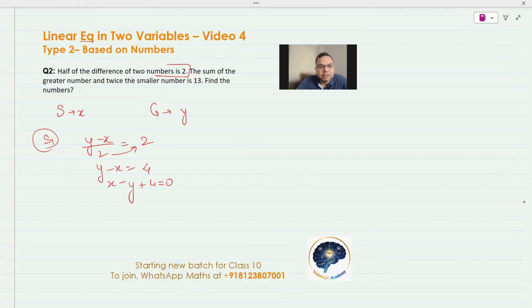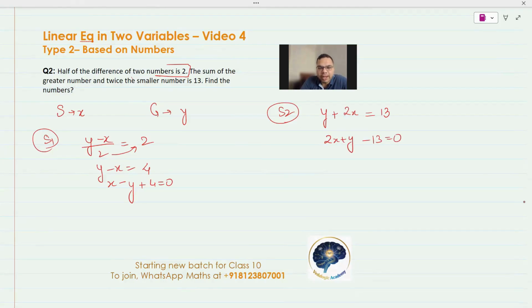Now, what is the second scenario? The second scenario is the sum of the greater number, the greater number is y, plus twice the smaller number. The smaller number is x, becomes 13. So it becomes 2x plus y minus 13 equals 0.